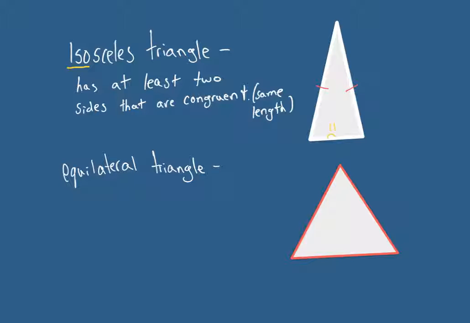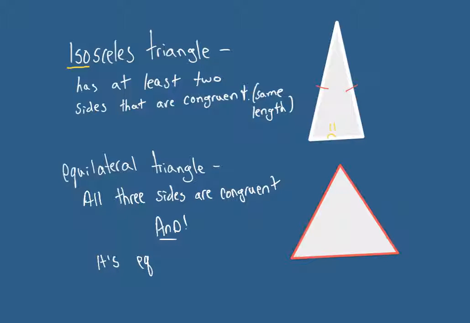The other type of triangle that we're going to talk about is an equilateral triangle. And an equilateral triangle has all three sides that are congruent, and it's equiangular. And equiangular means that all the angles are congruent. Put a nice little yellow thing under there because that's important.